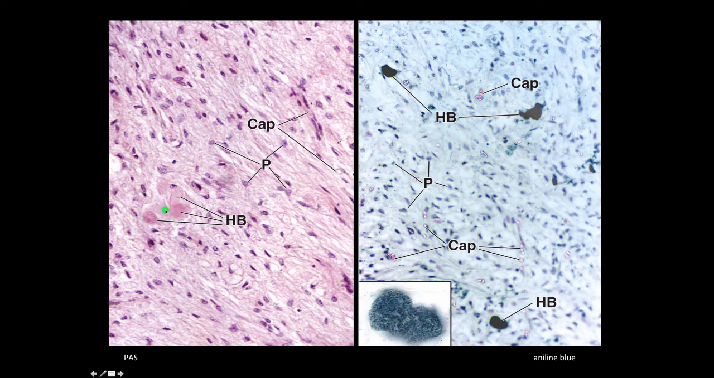Here are some of the herring bodies. This is a PAS stain. I don't care that you remember the stain, but you can see the herring bodies. Here, an aniline blue stain. You can see the herring bodies.